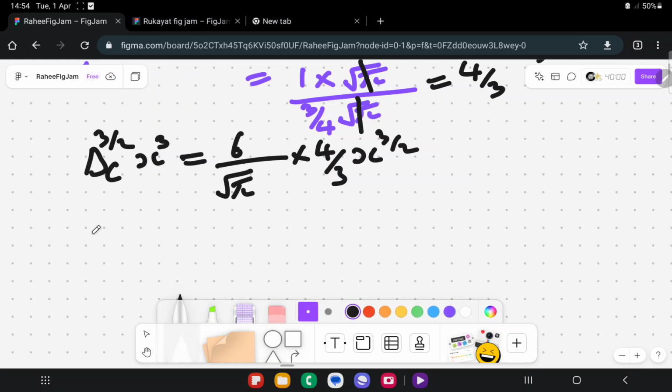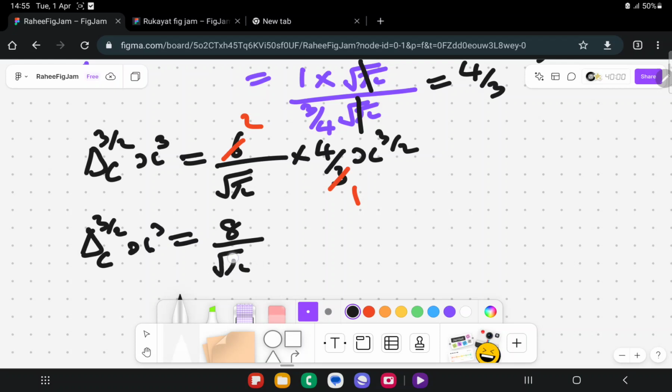And I'm trying to simplify this. Here's what we have. The derivative of x cubed is equal to, now here we have 3 and 3 into 6 we have 2. So instead we have 2 times 4, which gives us 8 over the square root of pi, then x raised to power 3 over 2. And I think that is our final answer.